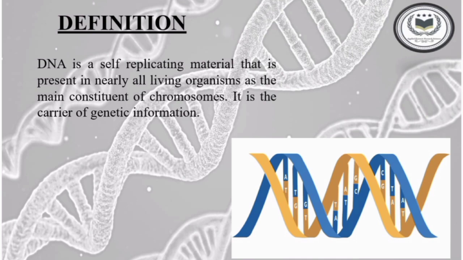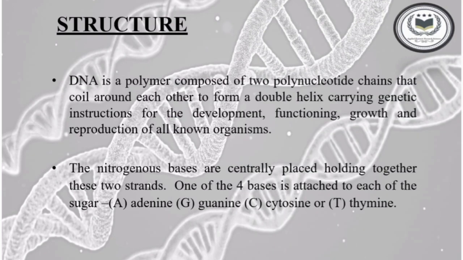So how can it be defined? DNA is a self-replicating material that is present in nearly all living organisms as the main constituent of chromosome. It is the carrier of genetic information. What DNA carries is genetic information, which is present on genes present over the chromosomes. DNA is self-replicating material because from one DNA we can get multiple copies of DNA which is present in all living organisms. As we have discussed the definition, now let's get an idea of what the structure of DNA is.